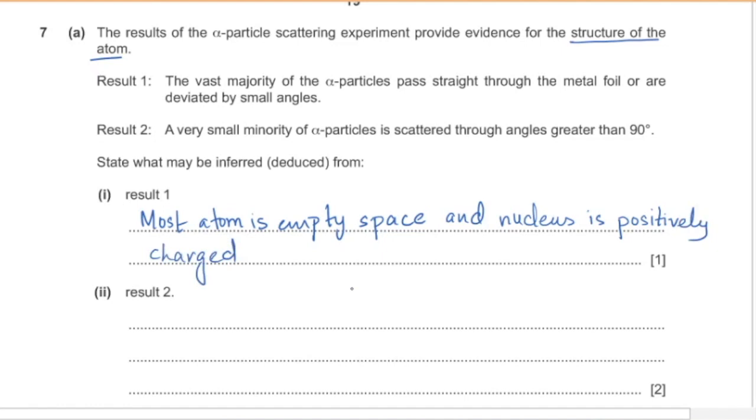Now result 2. Result 2 says that a very small minority of alpha particles is scattered through angles greater than 90 degrees, meaning they are being deflected. So this part suggests that the nucleus is dense and is positively charged.